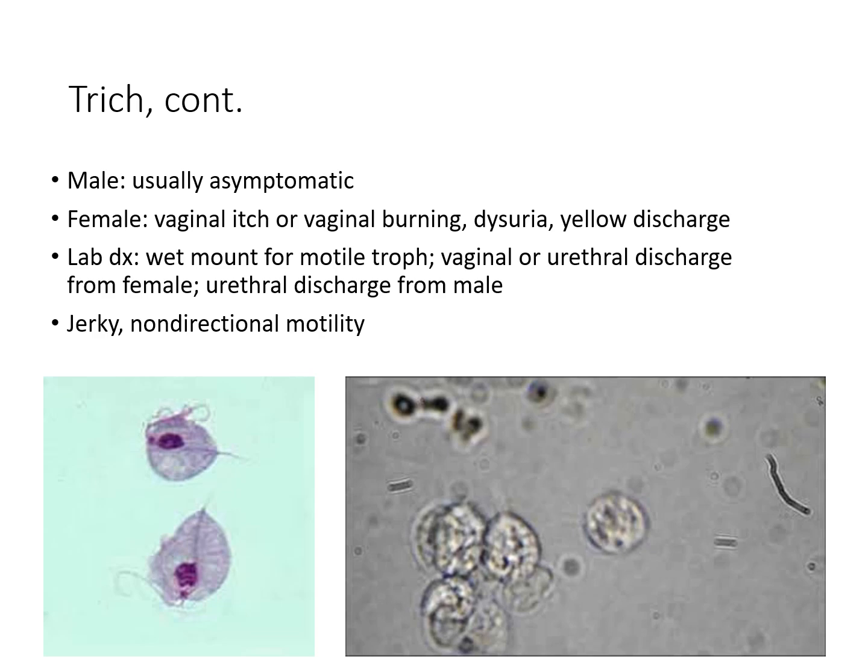Laboratory diagnosis is commonly made by examining a wet mount of vaginal or urethral discharge in females or urethral discharge in males. The characteristic finding is motile trophozoites exhibiting jerky, non-directional motility under the microscope. Prompt examination is essential as trophozoites lose motility quickly outside of the body.